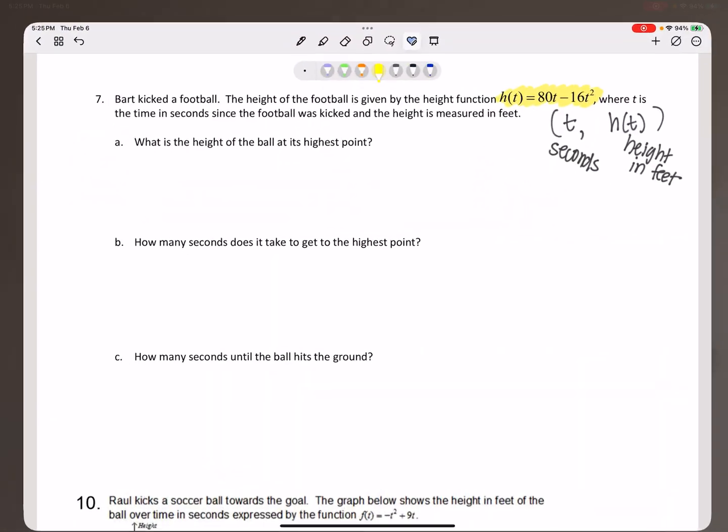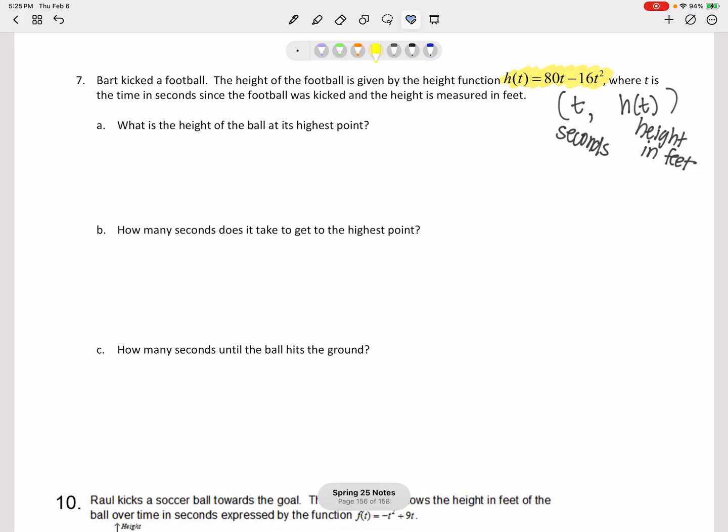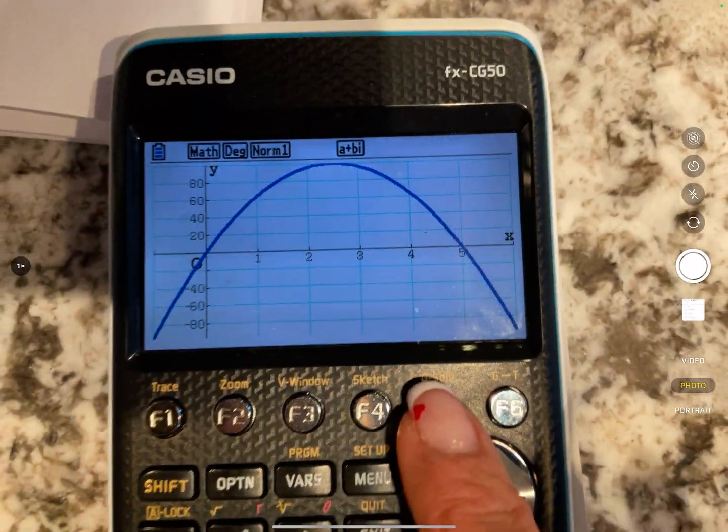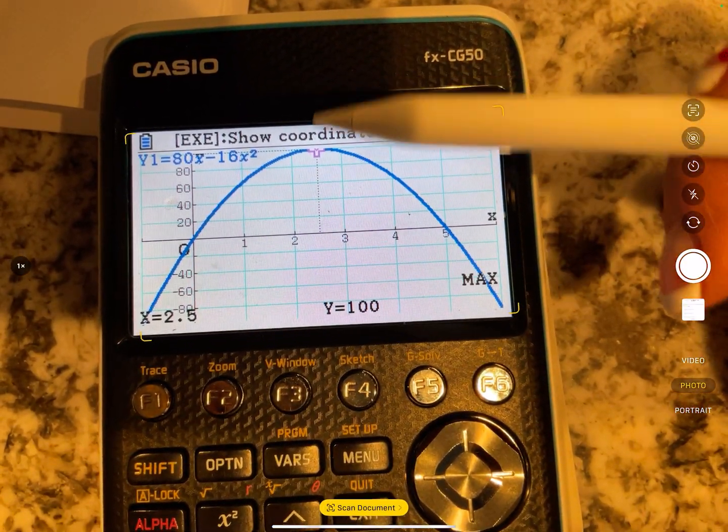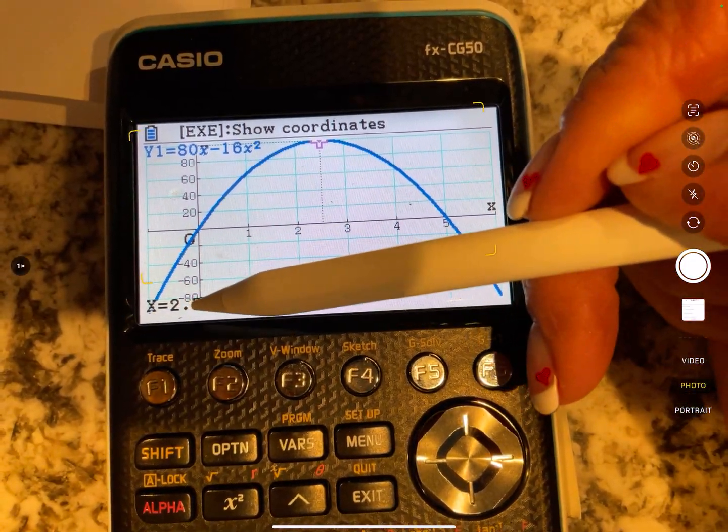So the first question says, what is the height of the ball at its highest point? So here, what I'm hoping you did was you hit G solve, and I'll write this down. What you should have hit was G solve, and then max. Now you can do that once you adjust the window. So if you did not adjust the window, you need to make sure that you adjust that window. Otherwise, you might not be able to get the answers. The maximum height is 100 feet, and that occurs 2.5 seconds after the ball is kicked.